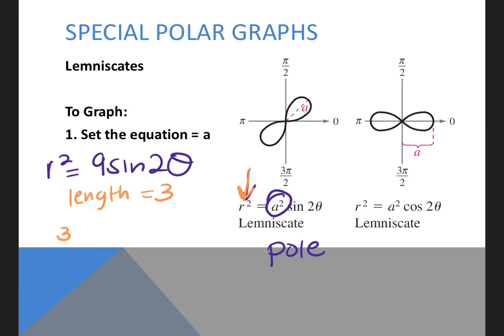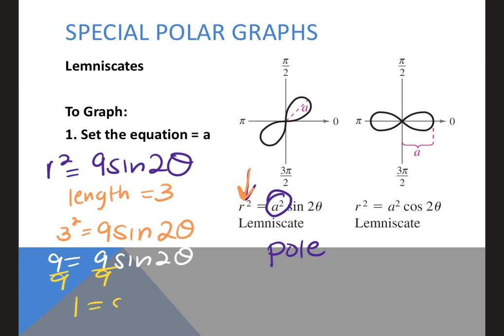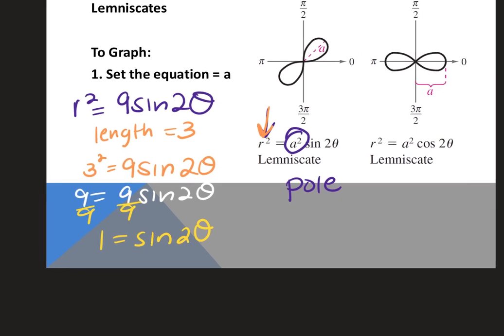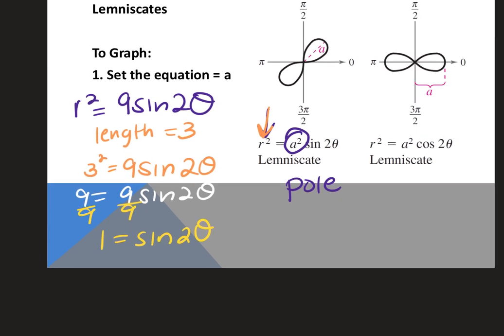And then I literally plug 3 in for the r. So I'm going to plug it in here. 3 squared would equal 9 times sine 2 theta. I'd get 9 equals 9 sine 2 theta. Divide by 9. 1 equals sine 2 theta. Where is sine 1? Pi over 2. So 2 theta equals pi over 2, really plus 2n pi. But you don't even need the multiple angle part of this because you're just going to reflect it.